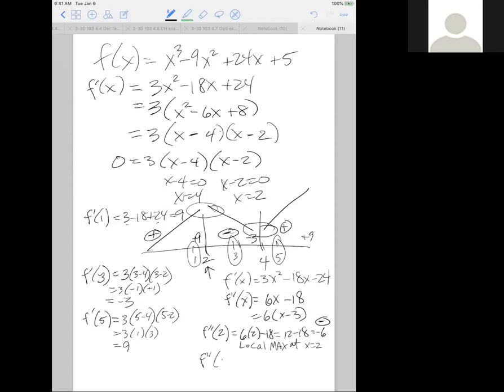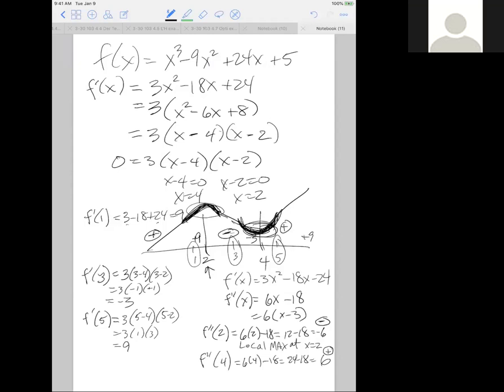And f double prime of 4 is 6 times 4 minus 18. 24 minus 18 is positive 6, so it's a positive value. That means it's concave up, and that means the critical point's at the bottom, like we showed here. We're at the bottom, and therefore it's a local min. Being positive means it's concave up. That means it looks like this up on the graph here. That means it's a local min. When it was negative, that means it was concave down, and therefore we had a local max.